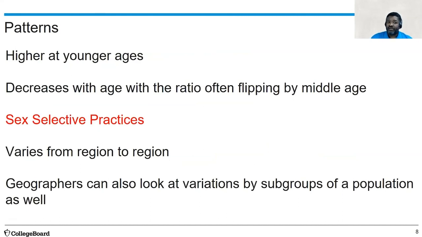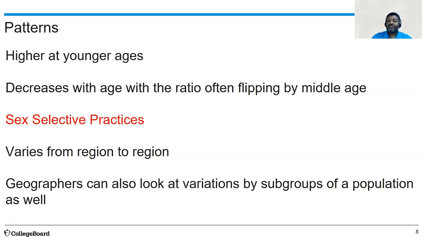A couple of patterns we look at as geographers. First of all, sex ratios tend to be higher at younger ages. As populations get older in age, those ratio differences start to decrease and often flip by middle age. This is due to several factors. One of the most prominent is sex selective practices, such as sex selective abortions, female infanticide, female child abandonment, and others.